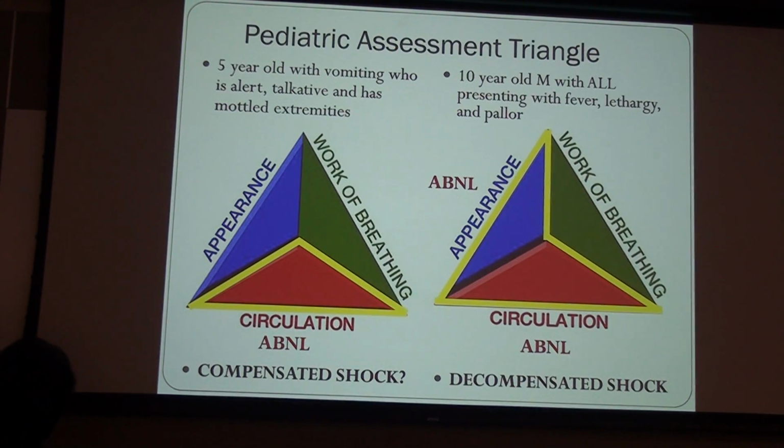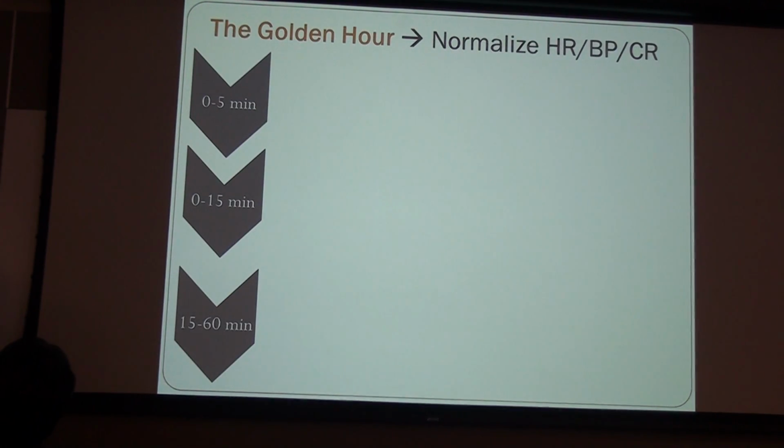I mean, the kicker is that the child has ALL, and certainly that child wouldn't be waiting in most ER waiting rooms. All right, so we've talked about this. Has everyone heard of this term, the golden hour? So the Surviving Sepsis Campaign wants us to get fluids in, get antibiotics in, and normalize vital signs and perfusion in the first hour if possible.